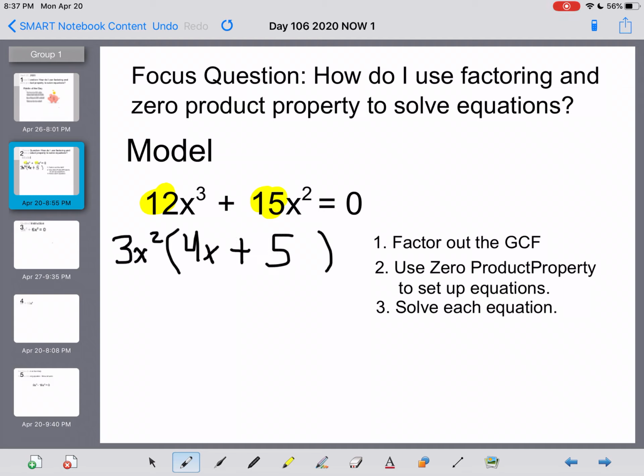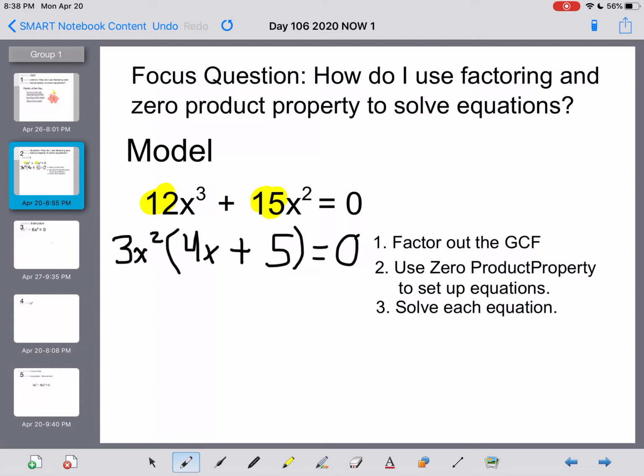And this is also still equal to 0. I like to test it at this point to make sure I factored correctly. So I'm just going to distribute, and I can see this in my head. 3x squared times 4x would be 12x to the third power, and 3x squared times 5 would be 15x squared. So this expression in factored form is equivalent to the one in expanded form on top of it.